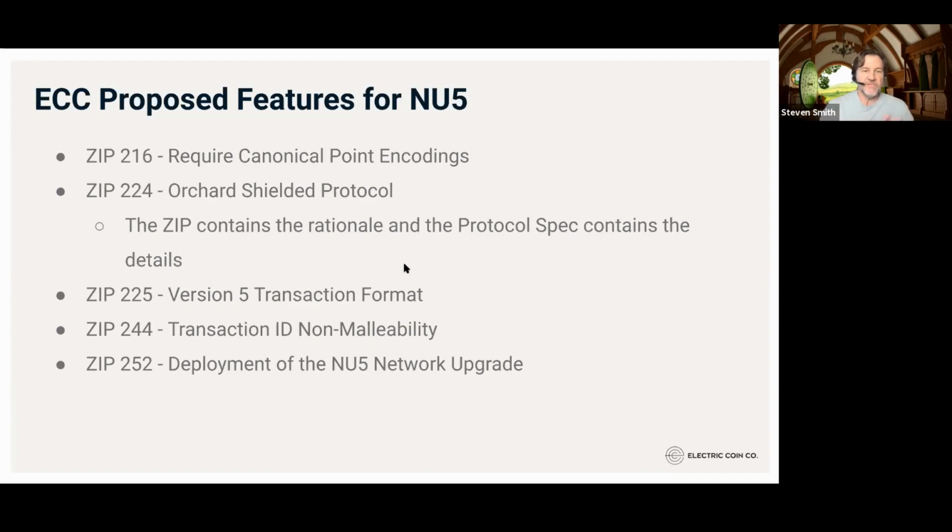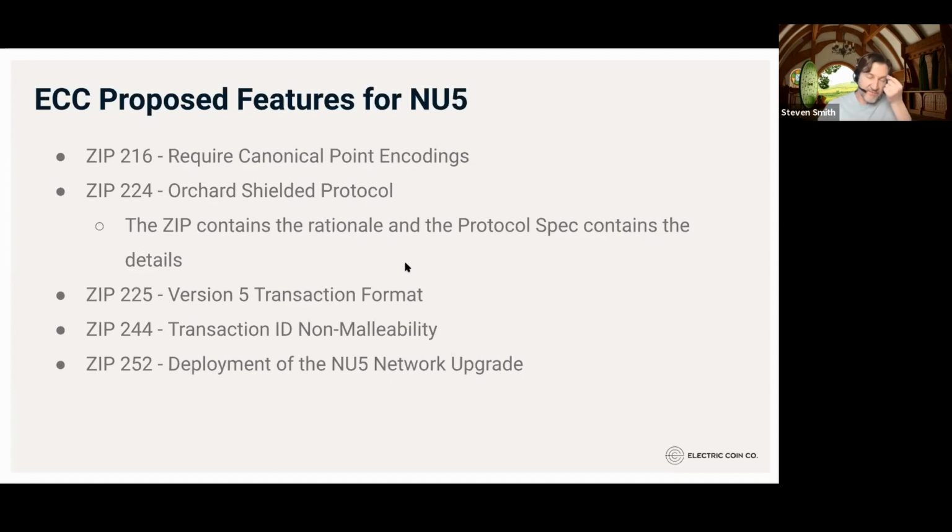So the features, again, this is what we had up last time that we're proposing for NU5. The following ZIPs: 216, canonical point encodings; 224 is Orchard. Now Orchard, the ZIP itself, 224, will have the rationale, but obviously the bulk of the Orchard protocol is documented in the protocol spec itself. So that's just an FYI. I think most everyone looking at that would understand that.